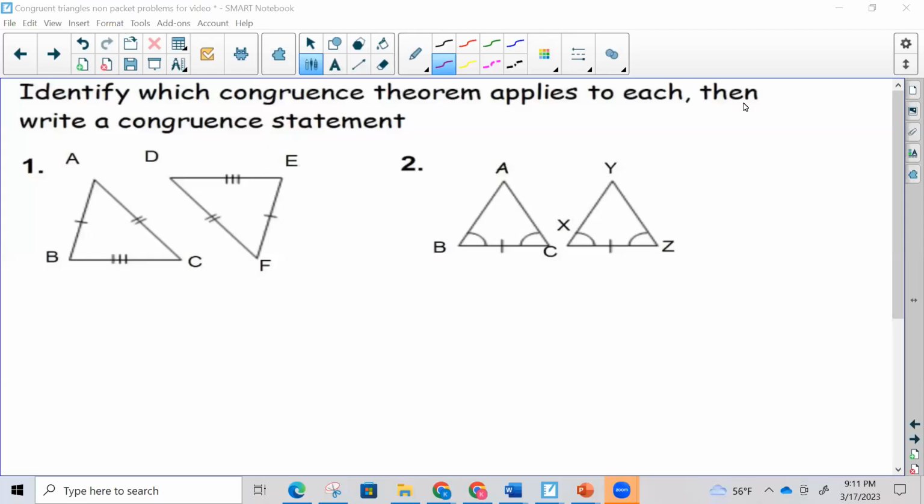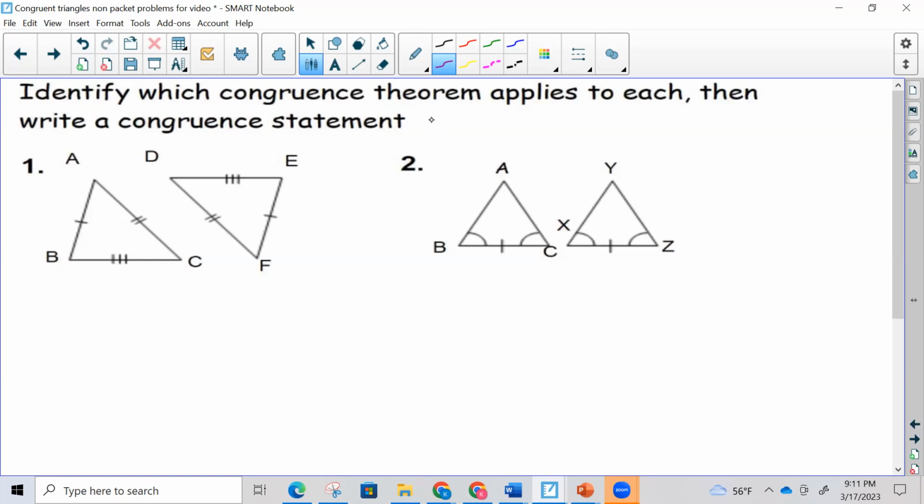So in this video, I'm going to do some examples of applying those congruence theorems and the congruent statements to different diagrams. So it says identify which congruence theorem applies to each, then write a congruent statement. So I'm trying to say, why are these two pairs of triangles congruent?